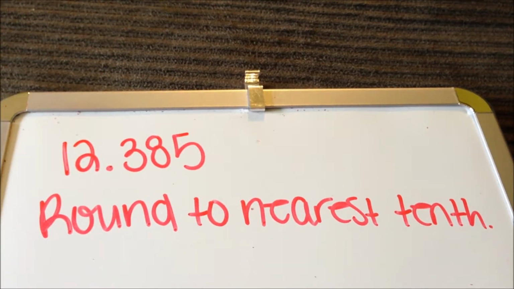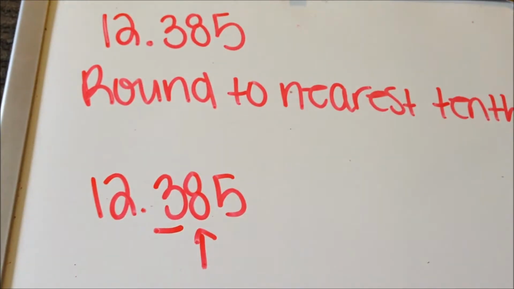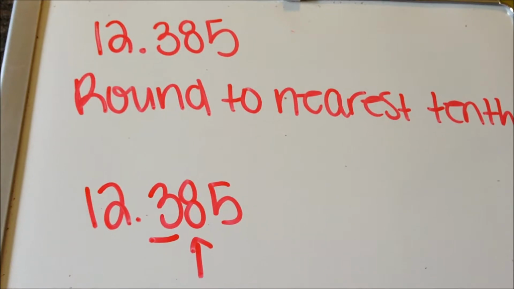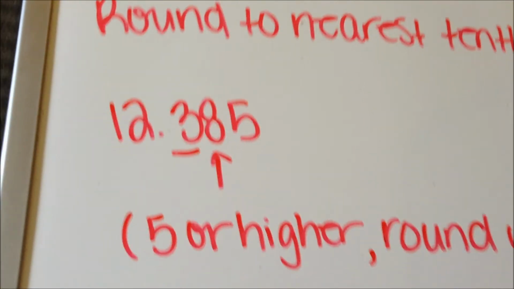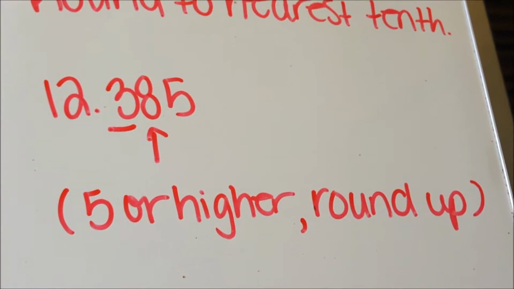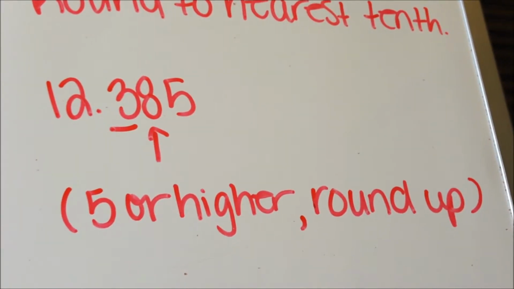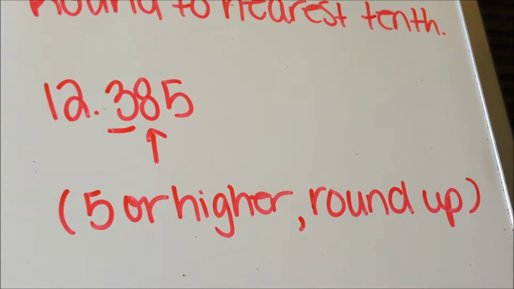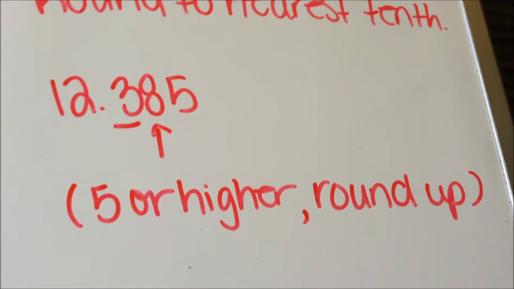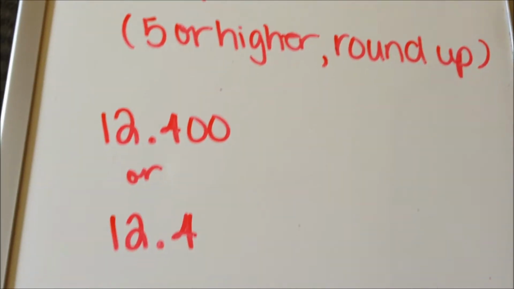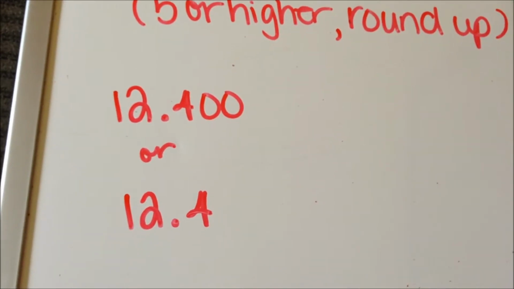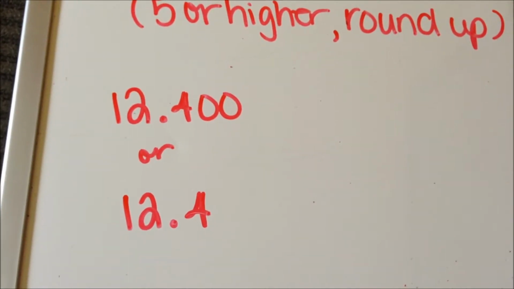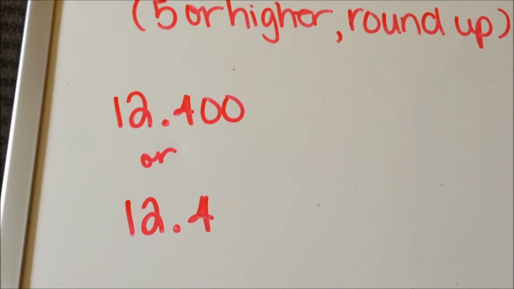Start by determining which number is in the tenths position, that is the 3. Then look at the number to the right of 3, that is 8. Because 8 is 5 or higher, we're going to round up. The only number we round up is the number in the tenths position. So 3 becomes 4. Everything after the tenths position turns to zeros. You can write your answer either as 12.400 or simply 12.4.